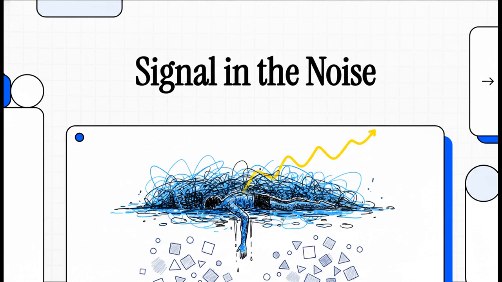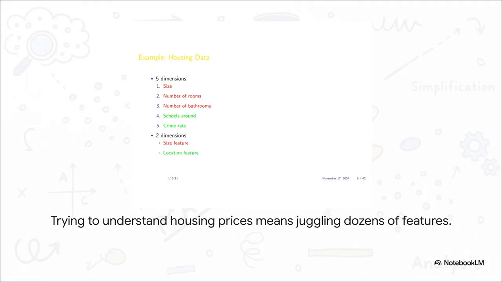Okay, let's dive in. So just imagine for a second you're trying to predict house prices. You've got data on everything, right? The size of the house, how many rooms, number of bathrooms, the local school quality, crime rate. I mean, the list just goes on. And each one of these is what we call a dimension. So with all these dimensions, how do you even start to figure out what's actually driving the price? What's the real signal and what's just noise?